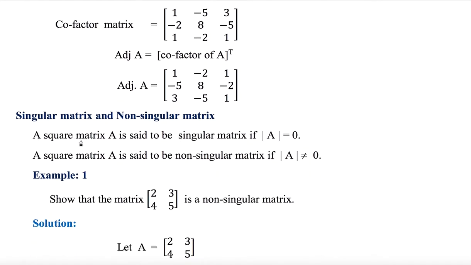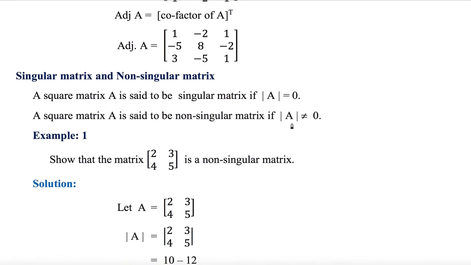A singular matrix and a non-singular matrix. A square matrix A is said to be singular if the determinant of A is equal to 0. A square matrix is said to be a non-singular matrix if the determinant of A is not equal to 0. That's good.